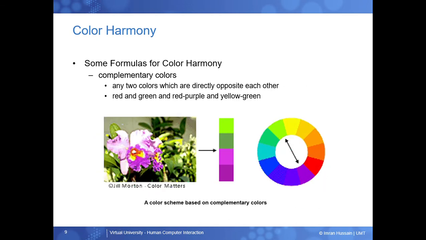Okay. So next we have what we call the complementary colors. So any two colors which are directly opposite each other. So we have red and green here, and then red-purple and yellow-green. So bale, parang across complementary ang ginawa niya.